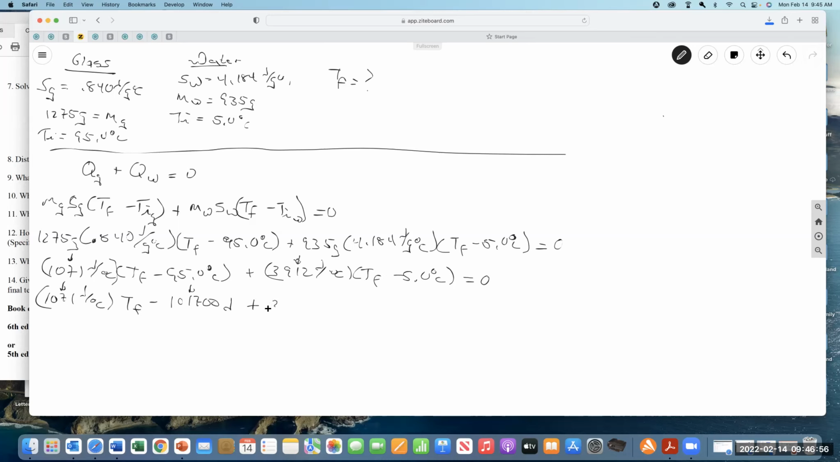Here, 3912 joules per degree C times TF. And then the 3912 times 5, whoops, that's a minus sign because it's a negative. That's going to drop to 2 sig figs. So that's 19600 joules, and that has 2 sig figs, equals 0. And the reason I have to keep track is because I'm going to add. So now I'm going to add the 1071 to the 3912, and you see the guess is in the ones place.